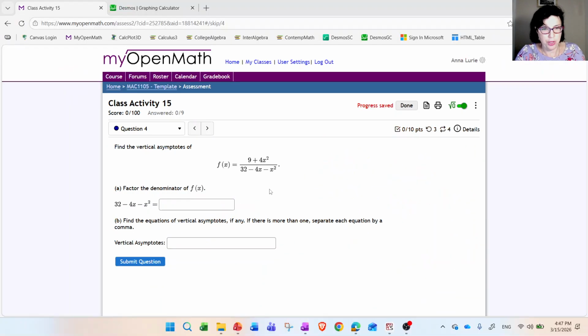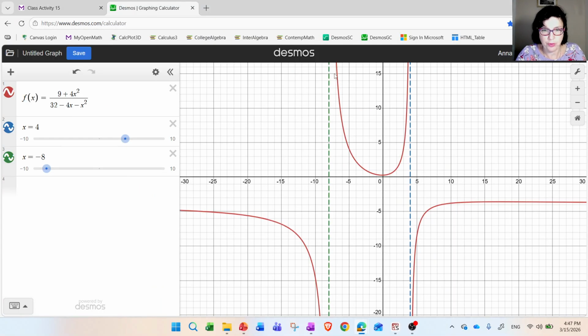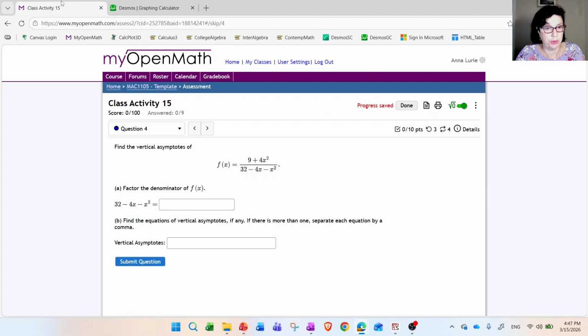And again, this is confirmed by looking at the graphs. You see how at -8 we had that asymptote, and at +4 we have an asymptote, so we just confirmed it graphically also.